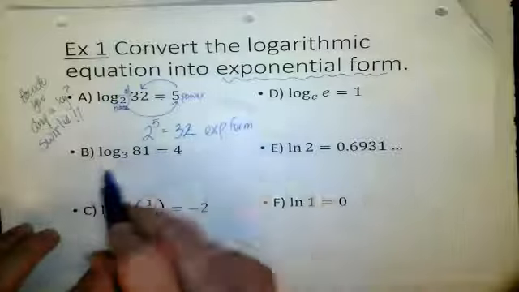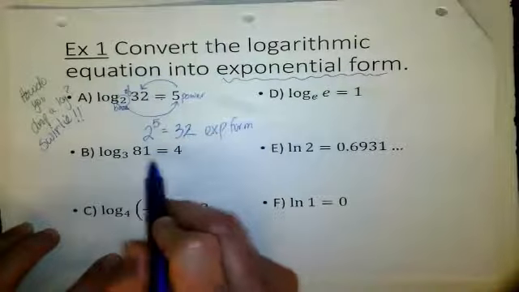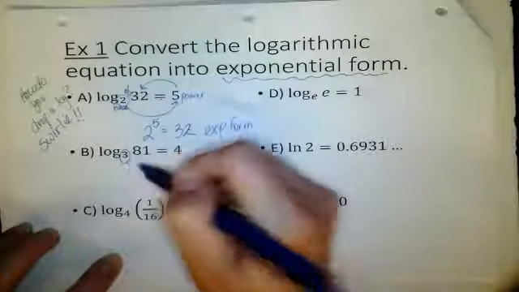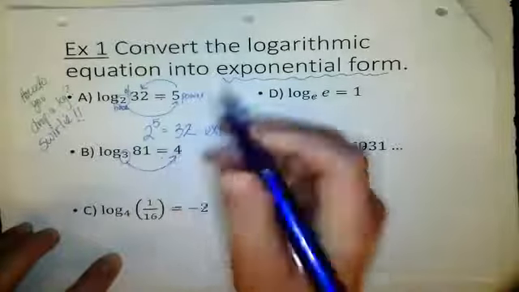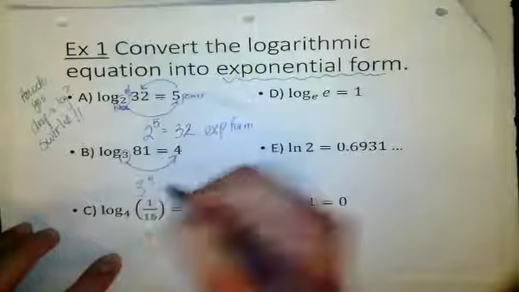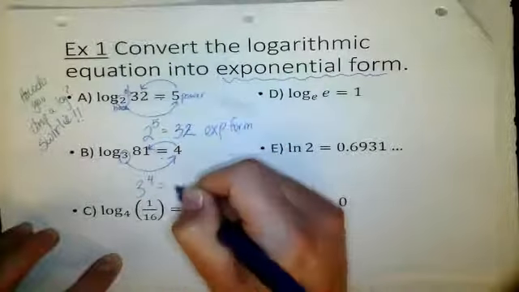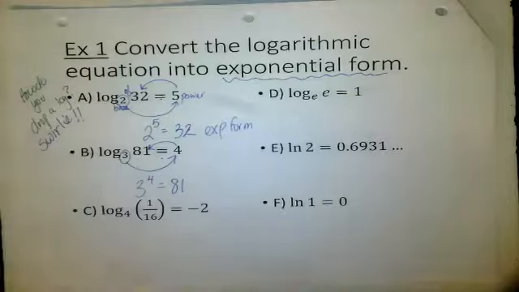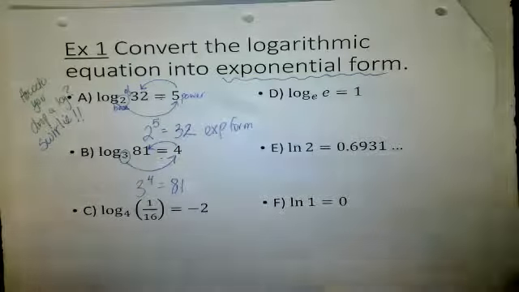So we have log base 3 of 81 equals 4. So we're going to do the swirly. Start with the base, pick up your power, 3 to the 4th, and what does that equal? 81. There's your exponential form. So easy to do.